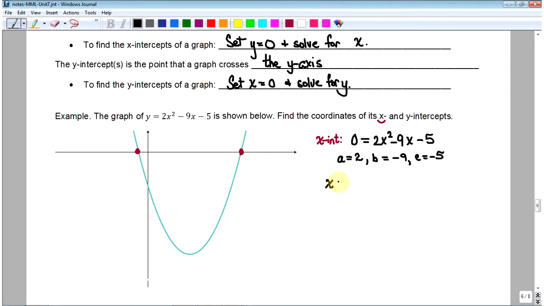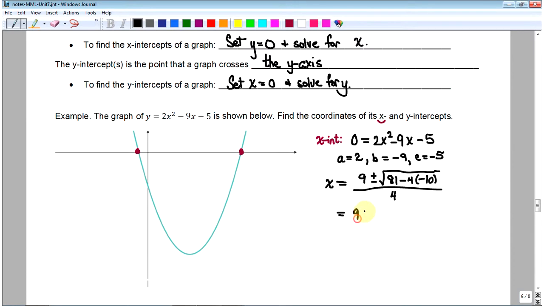So the quadratic formula tells me that my x is going to equal the opposite of b, so that will become a positive 9, plus or minus the square root of b squared. Negative 9 times negative 9 is a positive 81, minus 4 times a times c, which is negative 10, all divided by 2 times a, which is 2, so that's 4.